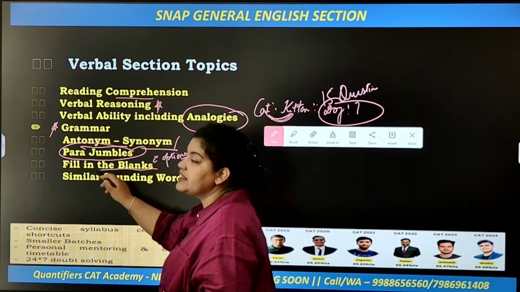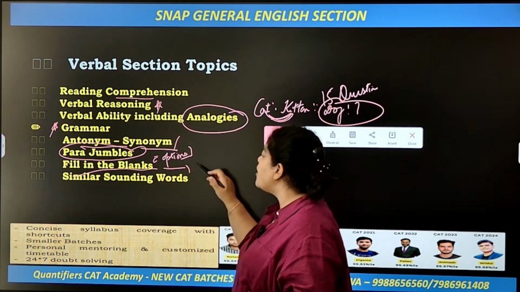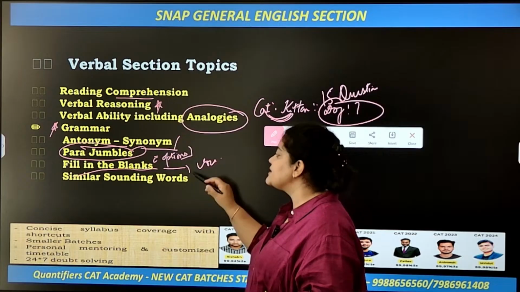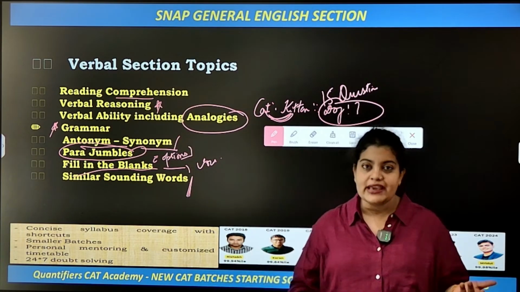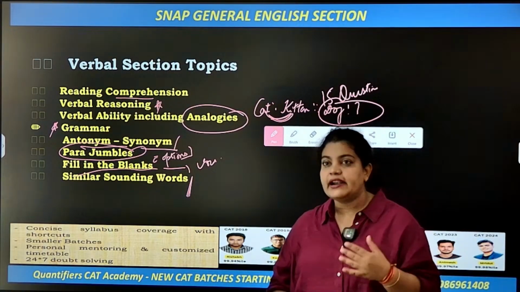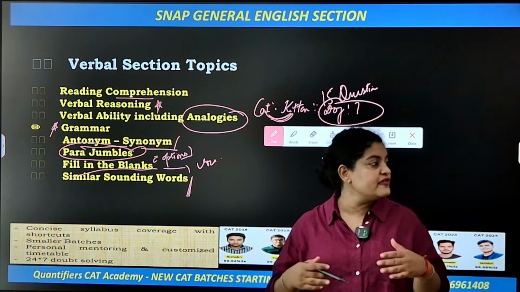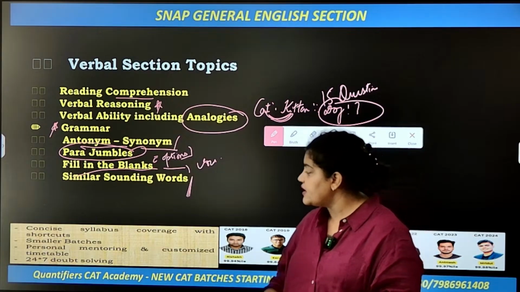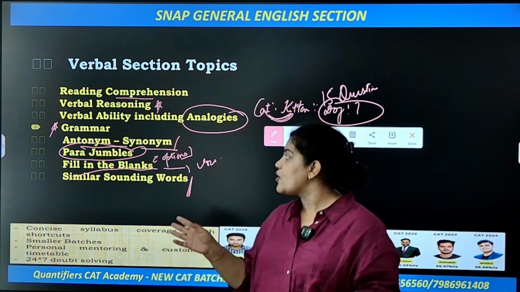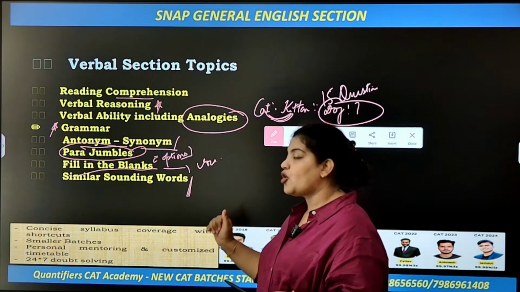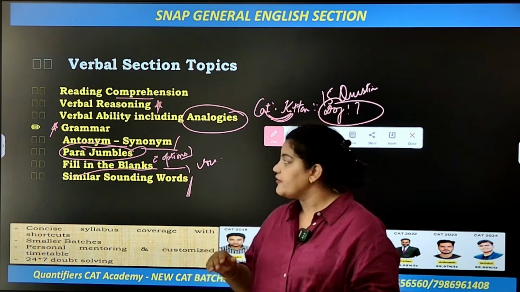Then we have the fill in the blanks. Fill in the blanks is again a vocabulary oriented topic, with similar sounding words. For example, advice and advise, or you can call it principle and principal, to give you very easy versions. So these are some of the verbal topics that you should clarify in case you're targeting Symbiosis colleges.